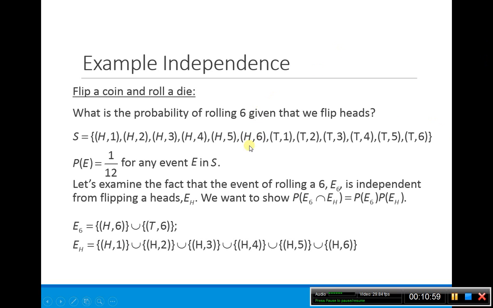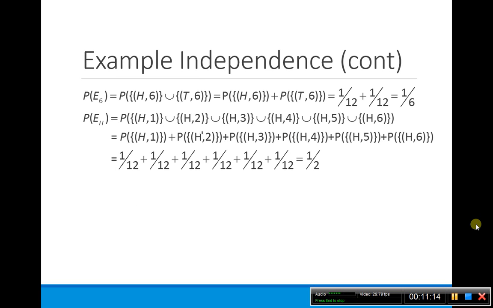I can have a heads with a 6 and I can have a tails with a 6. For heads, I could have a heads with 1, 2, 3, 4, 5, or 6. So these are two events, and we want to show that they are independent. Let's start with the probability of E6.